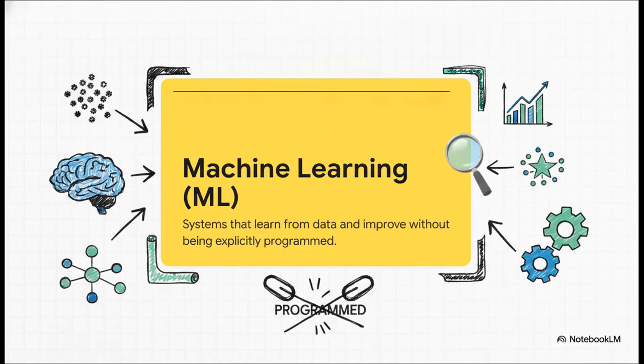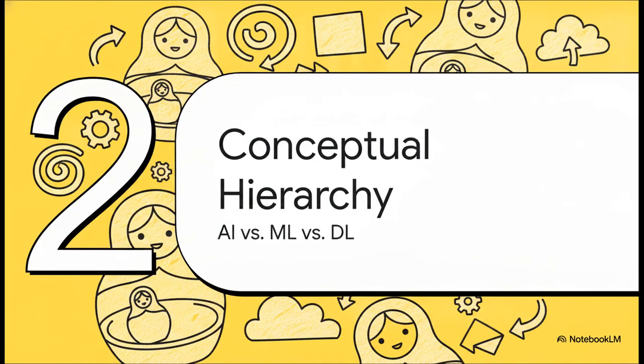But for the rest of this explainer, we're going to focus strictly on the tech definition. Machine learning is a branch of artificial intelligence that enables systems to learn from data, identify patterns, and actually improve their performance over time. Now, the absolute key phrase here to remember is without being explicitly programmed. Instead of a human sitting there writing a fixed rule for every single possible scenario, we just feed the algorithm past data and it learns the rules all by itself. Pretty cool, right?